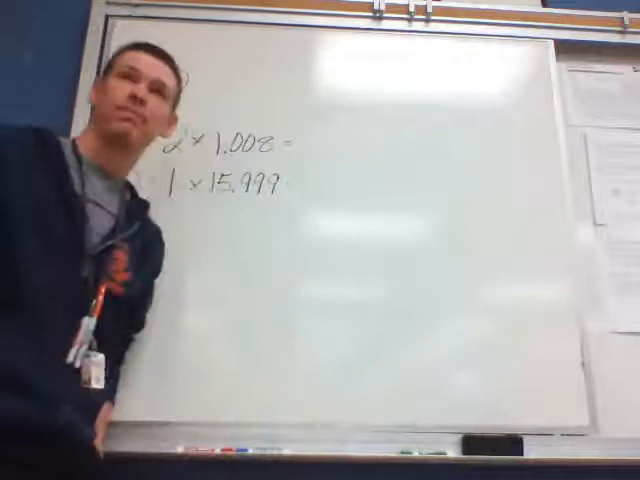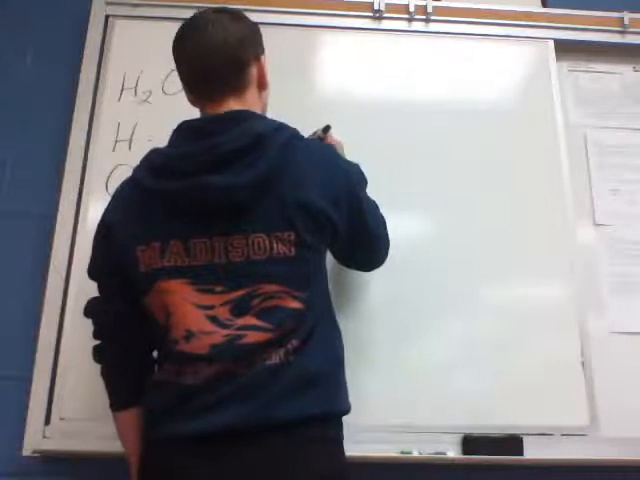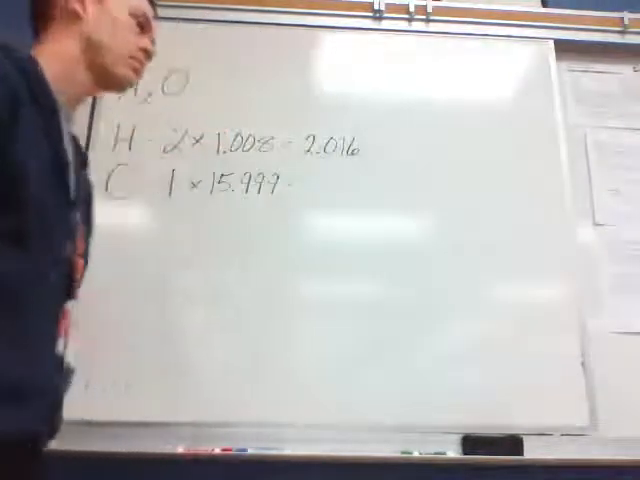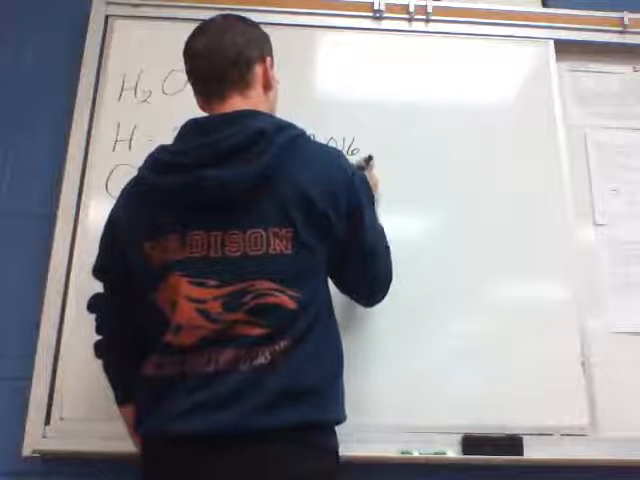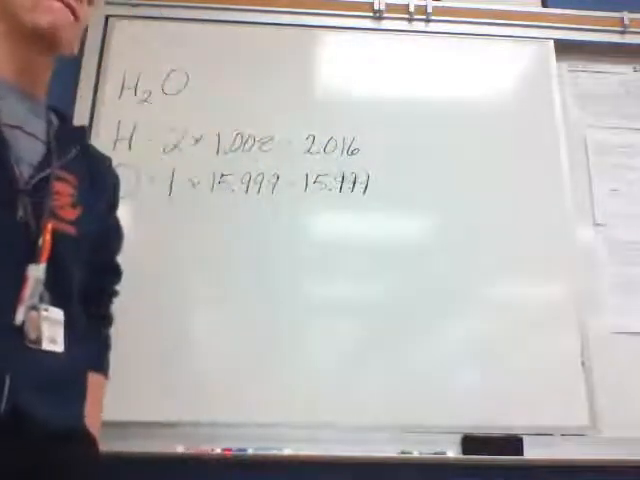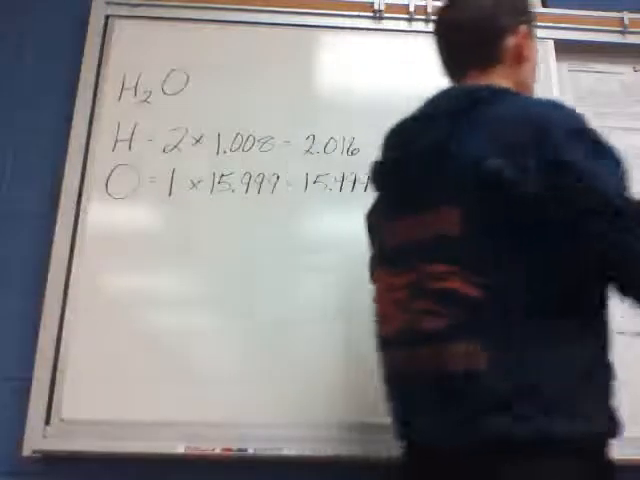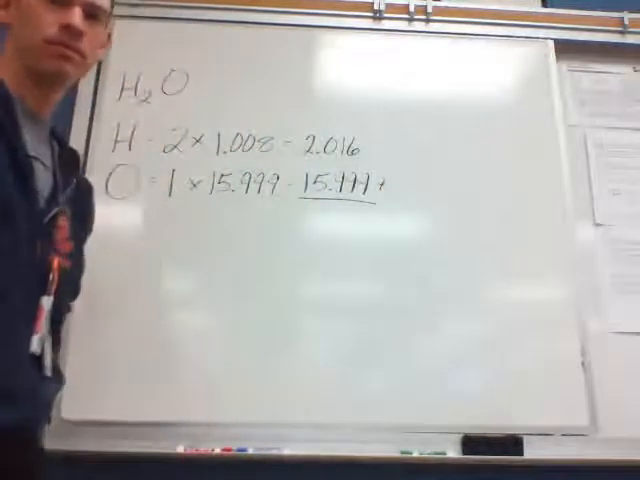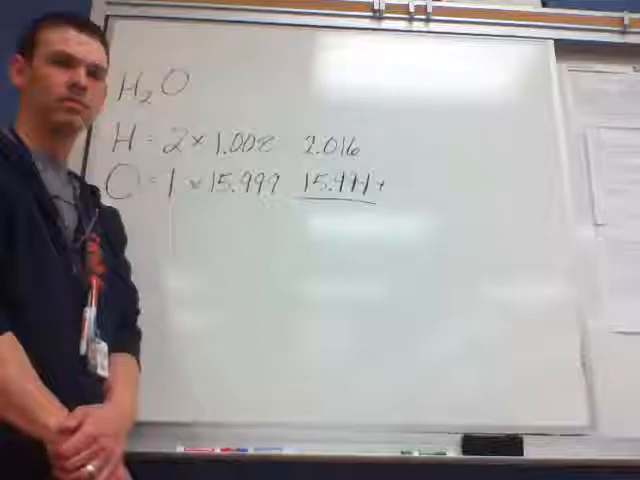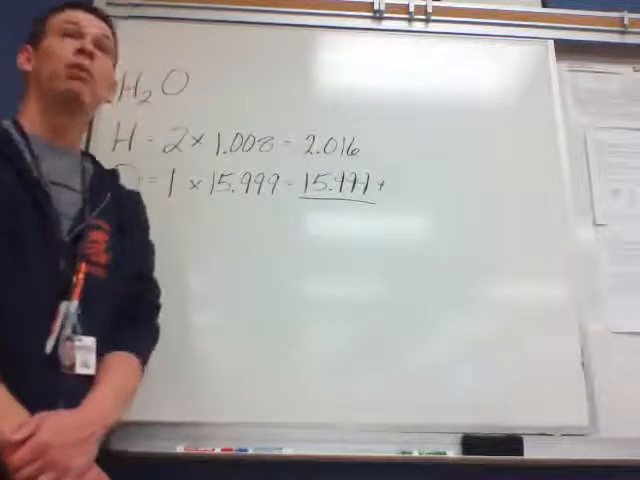So we need this secondary value, and that's when the calculator becomes your buddy. 2 times 1.008 is 2.016. 1 times 15.999 is of course the same number. And now we have finished that step. There's one more step. It says add those numbers together. What is 2.016 plus 15.999?